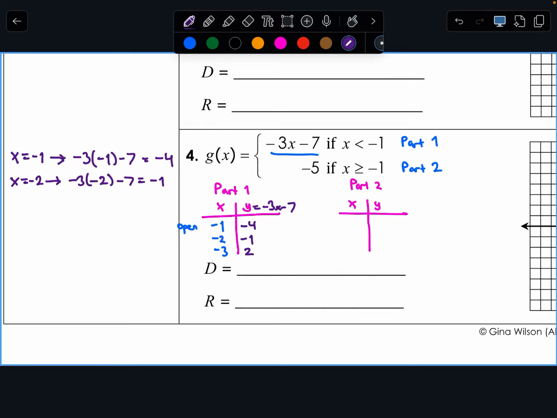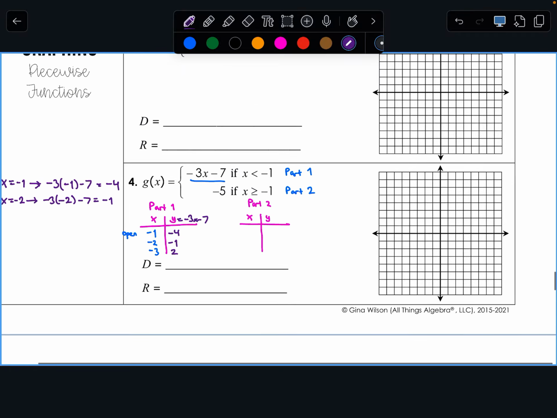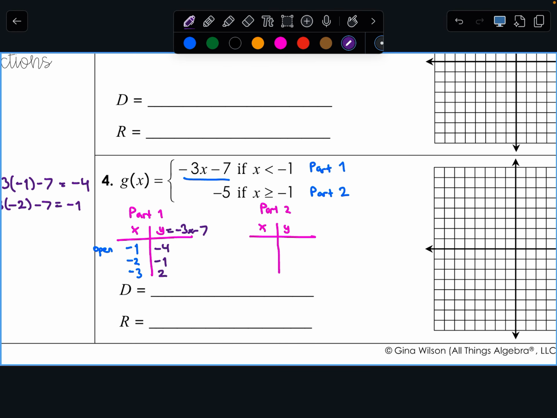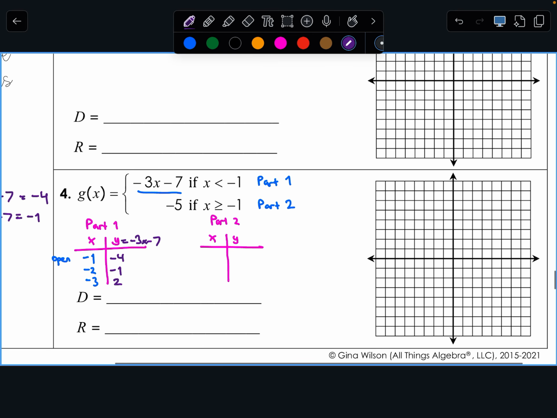So now what we're going to do is take those 3 points and plot them onto our coordinate plane. Now, remember that -1, -4 is going to be an open circle. So when I go to my graph, I'm going to place -1, -4 on the graph with an open circle. I'm going to go to the left 1, and then 1, 2, 3, 4 down, and I'm going to put my open circle right there at -1, -4.